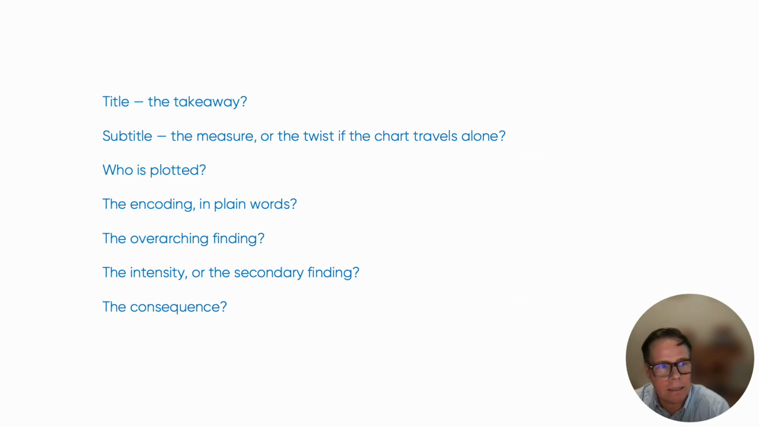Then, as far as the description of the narrative, here I'm going to describe who am I plotting? Workers. What is the encoding? Well, I'm comparing a benchmark, the national trend, to public health wages, specialties. What is my overall finding? Well, the finding is that public health salaries are actually not keeping track with the trend. And is there a secondary finding? Well, I could either focus on the statisticians who are performing better than the national average, or I can focus on the epidemiologists that are doing worse than the average. And I think I'm going to lead with the epidemiologists. And then the consequence. Well, this is about value.